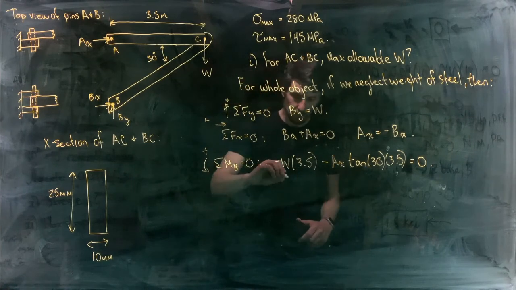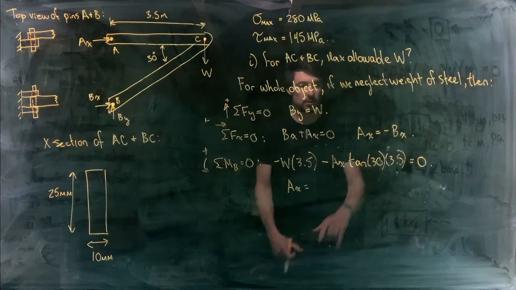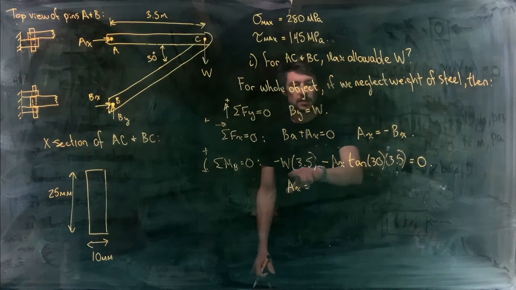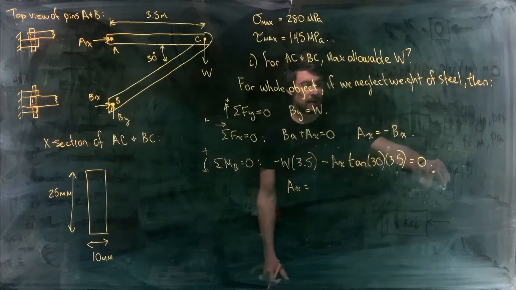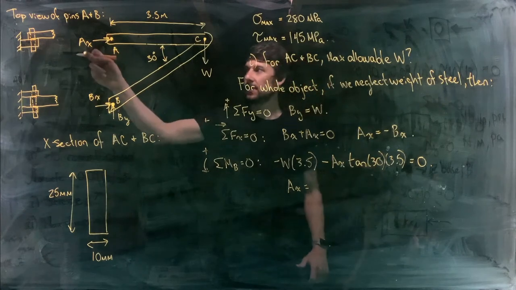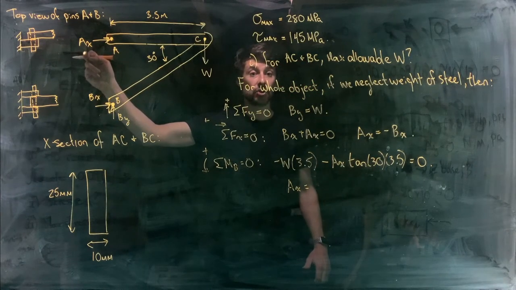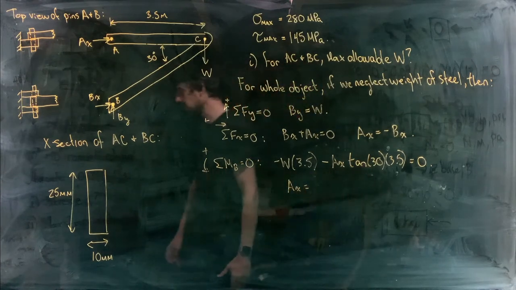Okay, so we've got Ax now written in terms of W, and you can see as we take W over to the other side and then divide through by a negative, we're going to be left with a negative here, which is an indication that Ax should have been in the other direction. But we'll fix that up when we get an actual value here.